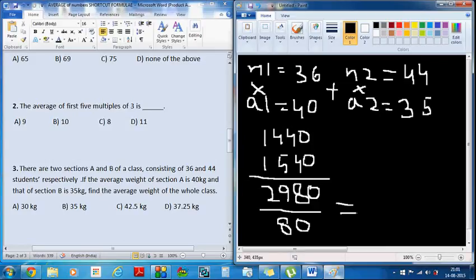So I'll cut it, then it will be 3, it will be 7, so it will be 37.25. So answer D is correct.